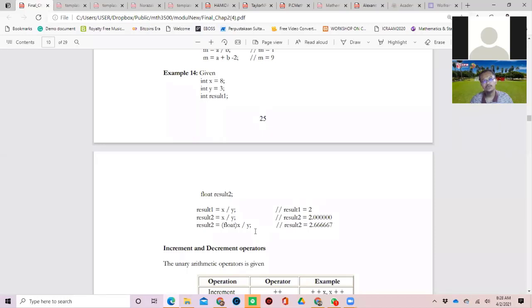Okay, so again, I repeat this one. The three expressions are the same but give different output. The first is integer divided by integer. The second is integer divided by integer, but the result is float. So the result is like this one. The last expression is x and y, integer divided by integer, but we convert x to float first, then divide by integer. So the result will be a float value.